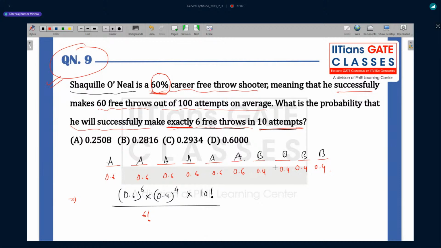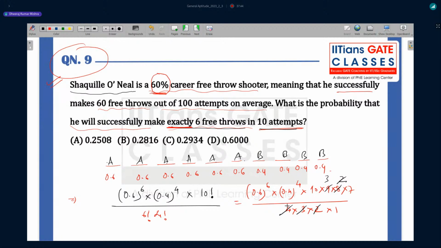Like b, there are 4, so you write 4 factorial. Now you solve this and you will get the answer, right? So 0.6, don't try by yourself, you can use an online calculator. 0.4 to the power 4, and this is 10, 9 into 8 into 7 upon 4 into 3 into 2 into 1, right? I have just deleted this 6 factorial from the numerator and denominator, and this is going to be 2, and this is 2 here, and this will be 3.